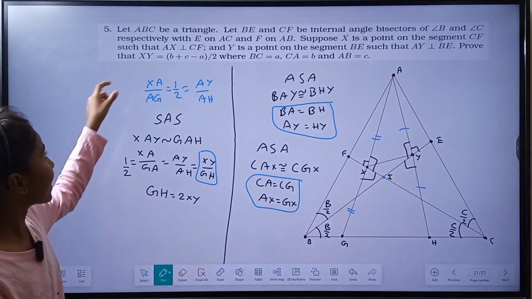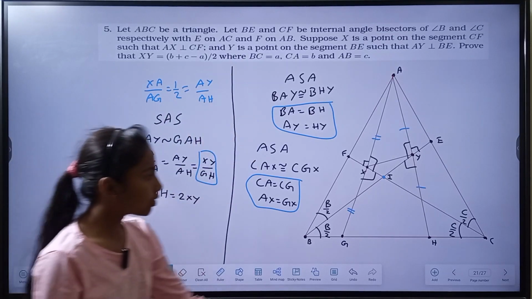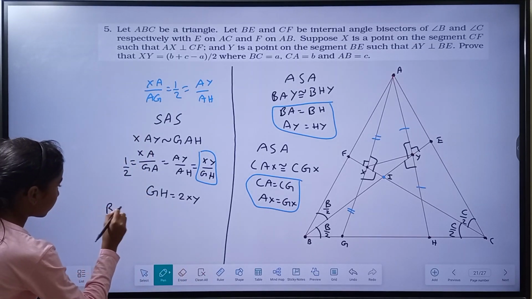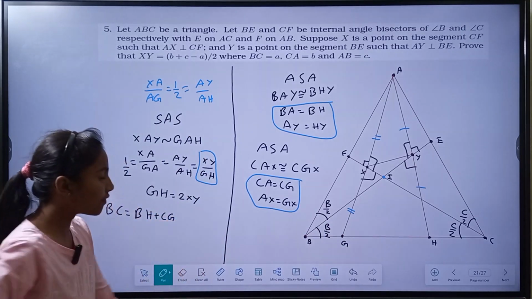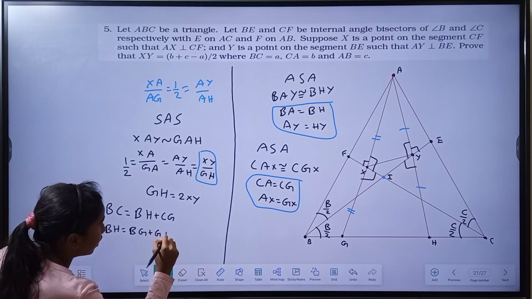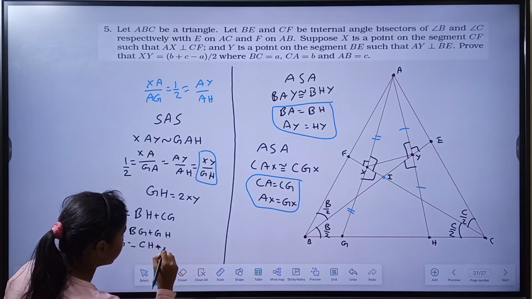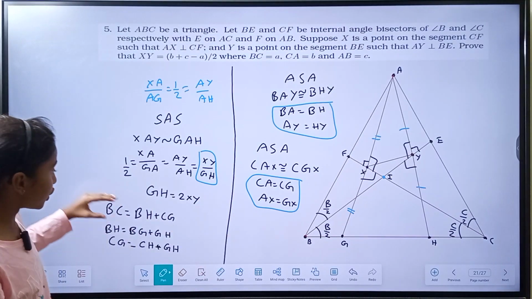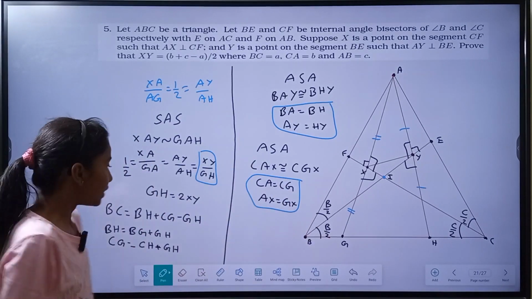And they are asking to prove that XY equal to B plus C minus A whole divided by 2, where BC equal to A, CA equal to B, and AB equal to C. And we can write the length of BC as half of BH plus CG. We also have BH equal to BG plus GH, and CG equal to CH plus GH. If we add these both, we have GH included in both of them, so GH is twice in this sum. So let's subtract it once, minus GH, because it is the overlapping side.